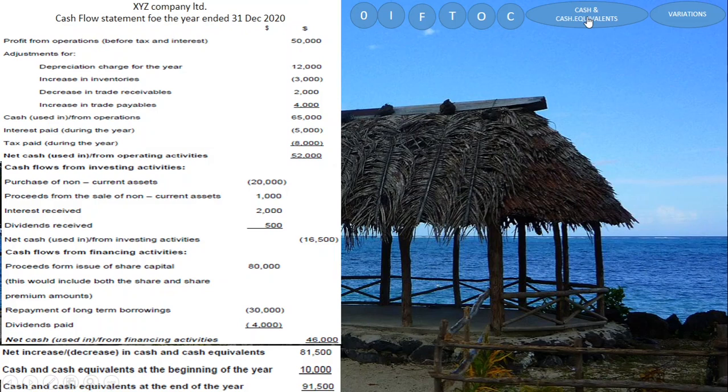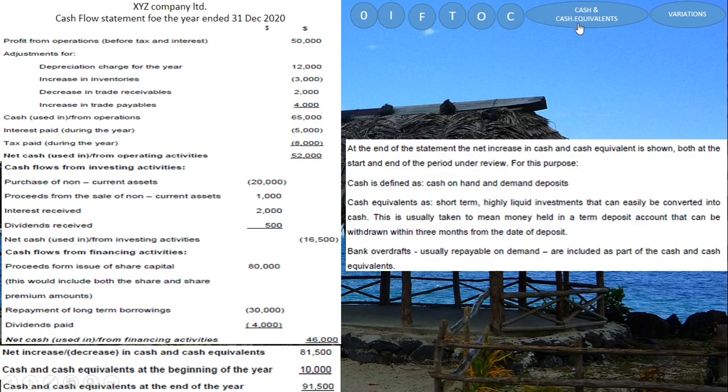So now this cash and cash equivalent is being used here. What is this cash and cash equivalent? You need to understand this. At the end of the statement, the net increase in cash and cash equivalent is shown. So see here at the end we have shown these three, both at the start and end of the period under review. So we have at the start cash and cash equivalent 10,000, and at the end 91,500. That's what it's saying there.